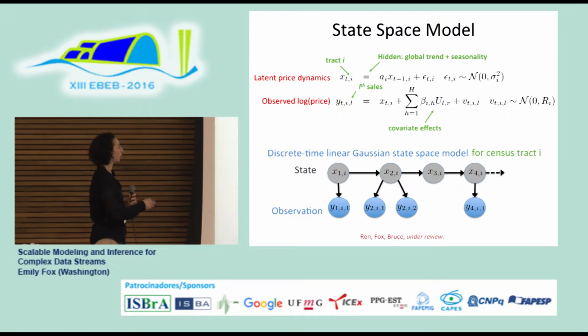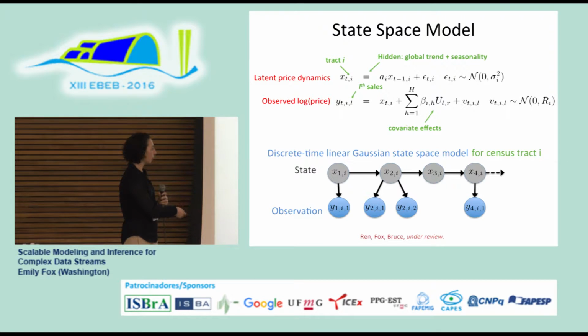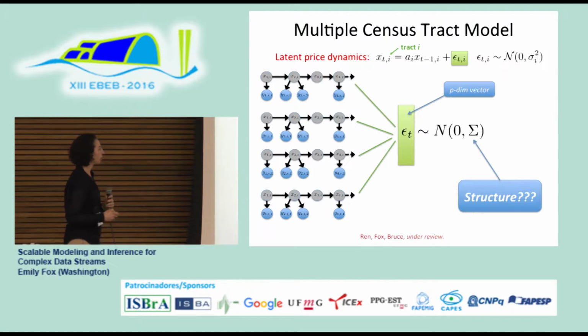And I want to emphasize that I've hidden some things from this equation. So we're modeling a global trend and seasonality and a lot of other things that are important to this application, but what we're focusing on here is just the residual structure from that global trend. Okay, so going back to our cartoon, we can think of this model per census tract as this state space model where at every time point we have a variable number of observations and often we have 0 observations.